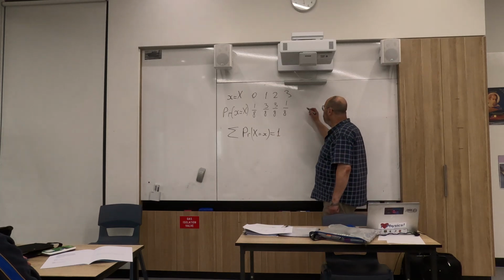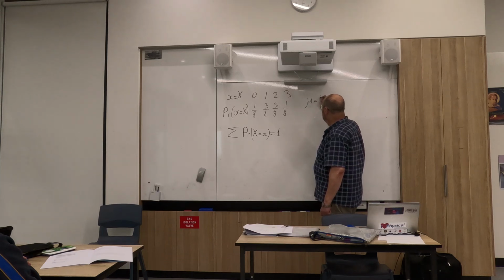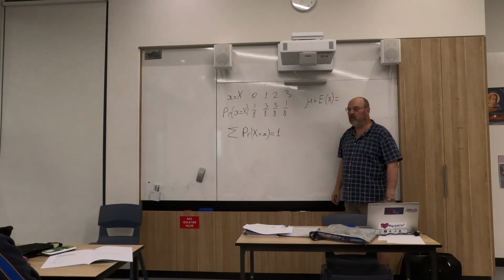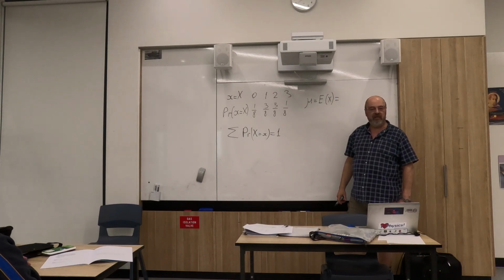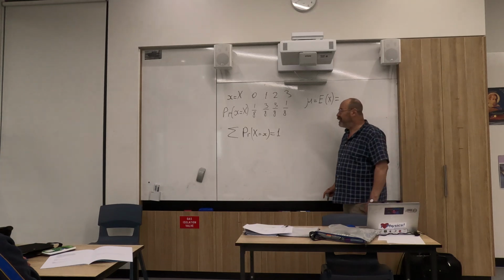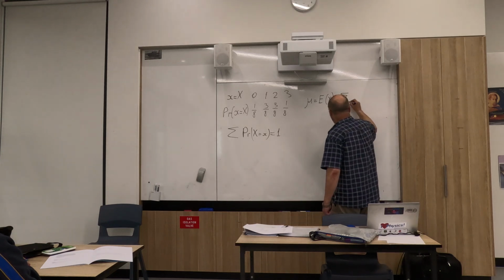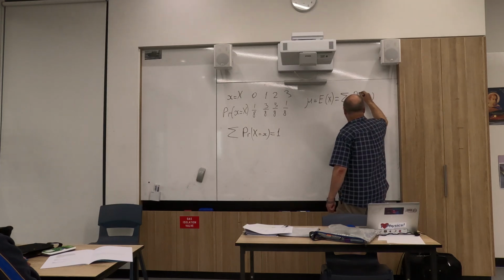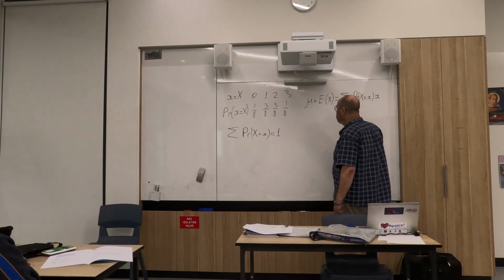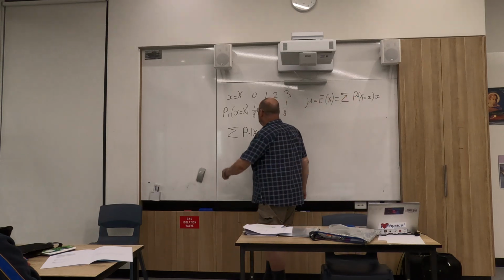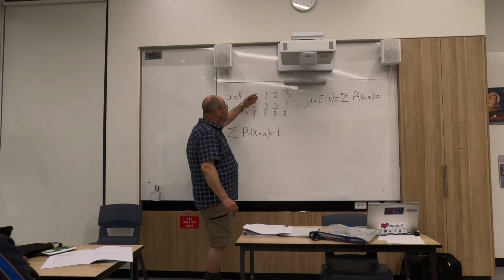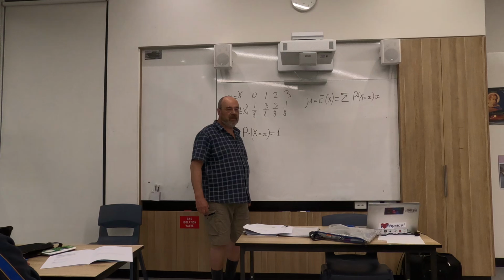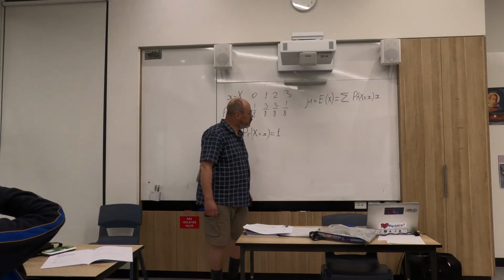Mean, or expected value. How do we find the mean or expected value for a random variable? X times probability of X, and add. We make a sum of x times the probability that X equals x. In this case, 0 times 1/8, plus 1 times 3/8, plus 2 times 3/8, plus 3 times 1/8, and that will give us the expected value.